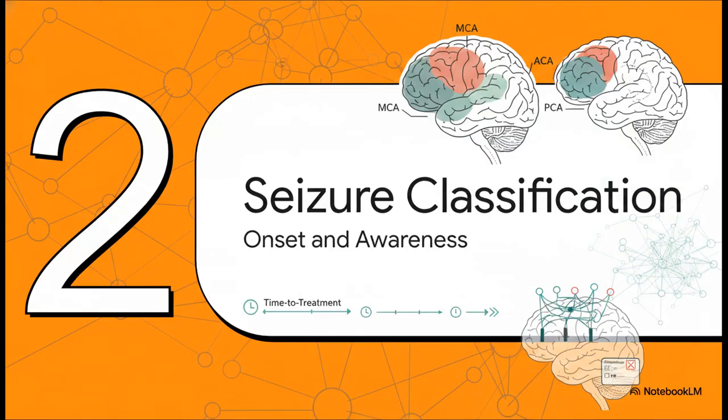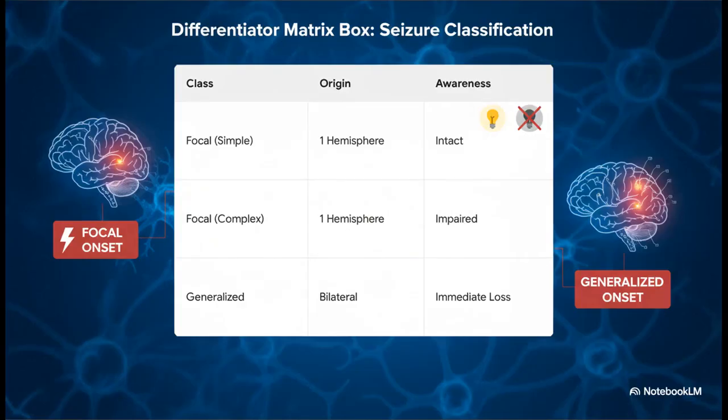Moving on to Module 2, Clinical Seizure Classification and Pediatric Spectrums. We're going to focus on differentiating onset and awareness. To navigate these presentations, this clean differentiation matrix is going to be your best friend. We categorize seizures purely by their hemispheric onset and whether the patient's awareness is retained or impaired. Focal seizures start in a single cerebral hemisphere and are subclassified strictly into with versus without impaired awareness. Generalized seizures, on the other hand, involve bilateral hemispheres right from the start, and they feature an immediate loss of consciousness, along with symmetric motor activation like what you see in tonic-clonic seizures.